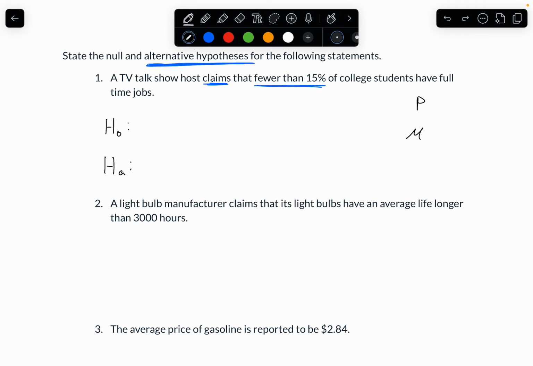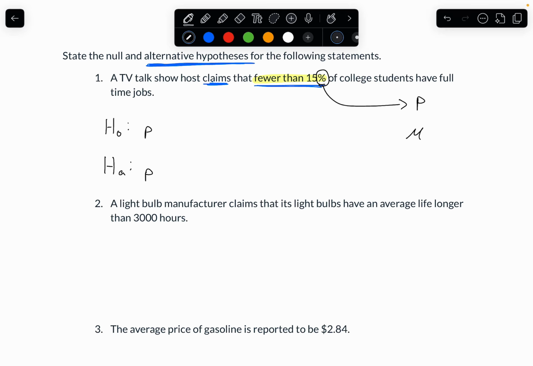So anytime we're talking about a percentage or a proportion, that means that our parameter is going to be P. So both of these hypotheses, H naught and HA, are going to be statements about the population proportion P. So they're both going to start by talking about P, and they're going to be some relationship to a number which should hopefully be given to us in the problem. So for that alternative hypothesis, I'm going to look at that claim, and this says fewer than 15%. So that's what I'm looking at here.